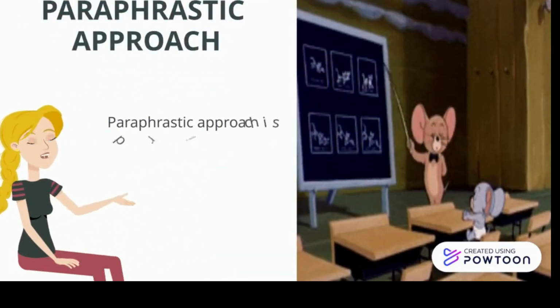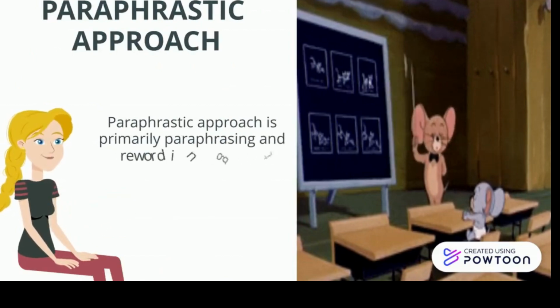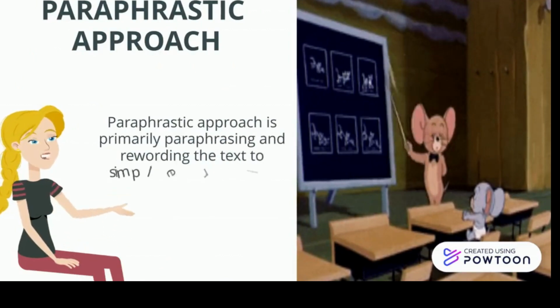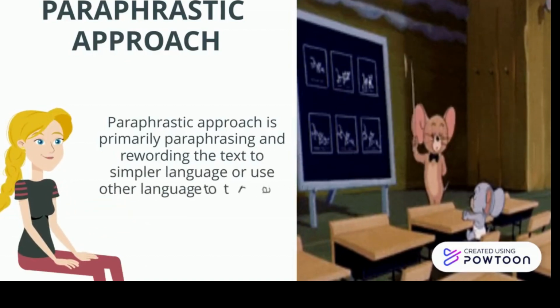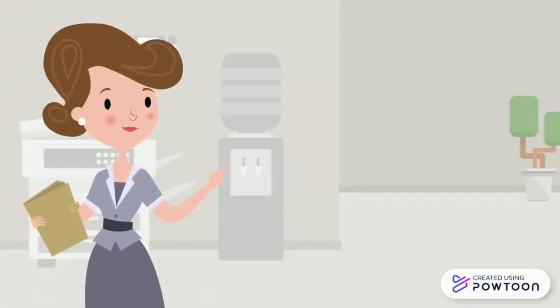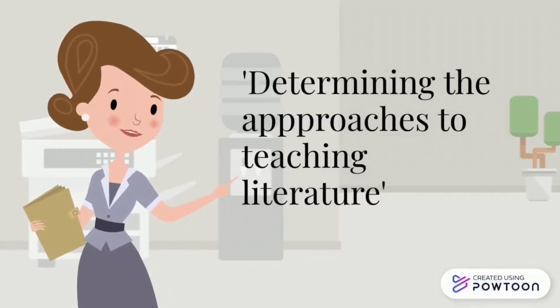This approach, as a subcomponent of the language model, focuses primarily on simplifying and rephrasing the literary text into more accessible language. This might involve using simpler vocabulary, less complex sentence structures, or even translating parts of the text into another language. As for my part, I will be discussing the approaches to teaching literature.